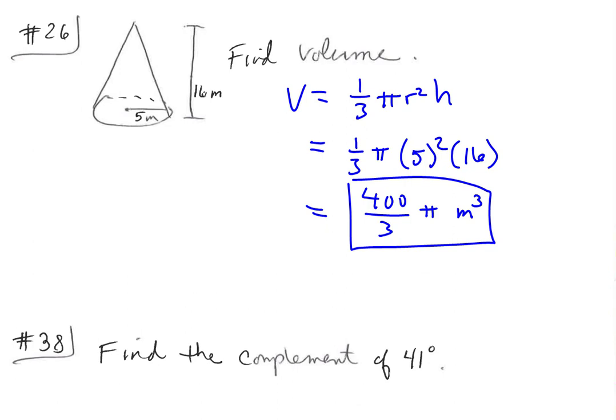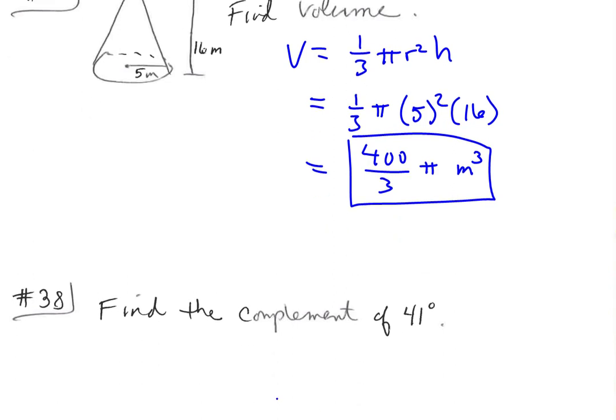Let's try another example. This one's asking us to find the complement of 41 degrees. Now that's a geometry or trigonometry vocabulary word, and it would be listed in one of our definitions in the textbook. I'm just going to remind you that the complement of an angle is what else it would take to add up to 90 degrees.